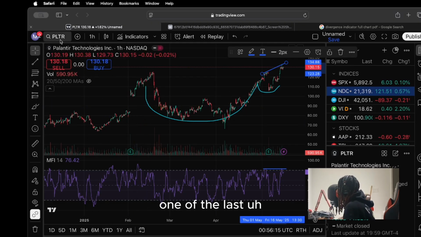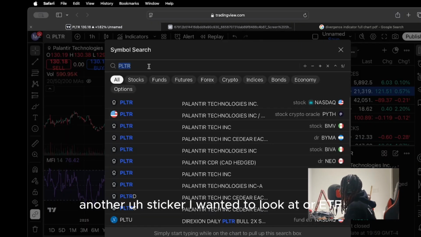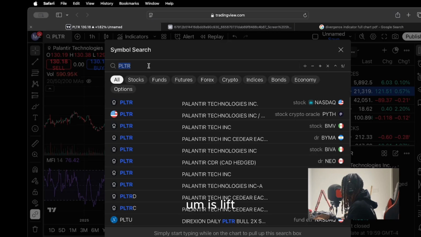One of the last tickers, or ETFs, I wanted to look at is Lyft.